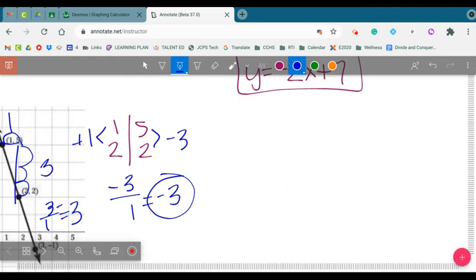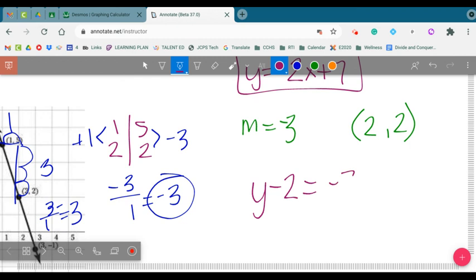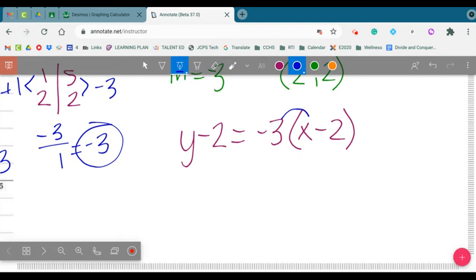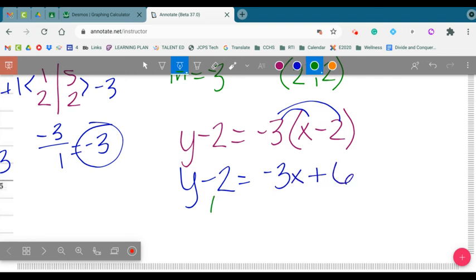And then it doesn't matter what point you use. So I'm going to say my m is -3, and I'm going to use the point (2, 2). Plug this in. So I'm going to have y minus 2 equals -3 times x minus 2. Distribute: equals -3x plus, I forgot my x. Plus 6, and then I move my 2 over.